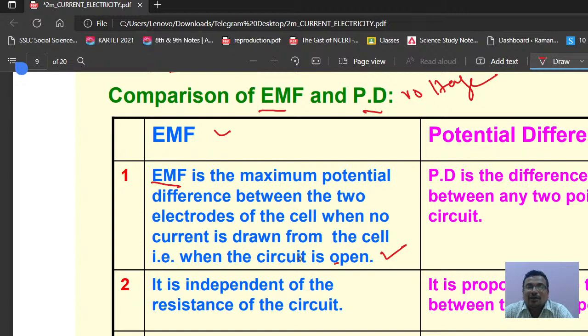Now what do we mean by potential difference or voltage? Potential difference or voltage can be written as W by Q. It is the amount of work done to move a charge from one point to another point, and it is also called the difference of potential between any two points in a closed circuit. Here is an open circuit, here is a closed circuit. Next, EMF is independent of the resistance of a circuit, while potential difference is proportional to the resistance between the given points. EMF is used only for a source of EMF. Potential difference is measured between two points of a circuit.